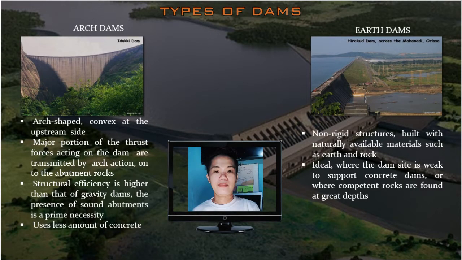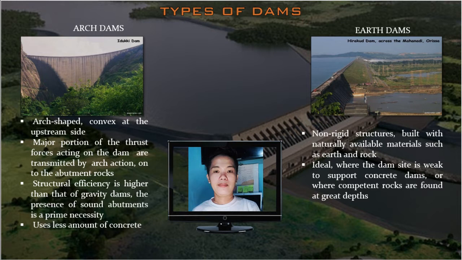Another type of dams are the arch dams. These dams are usually arch-shaped, convex at the upstream side. The major portion of the thrust forces acting on the dam are transmitted by arch action on the abutment rocks. Their structural efficiency is higher than that of gravity dams, since the presence of sound abutments is the prime necessity. They use less concrete.